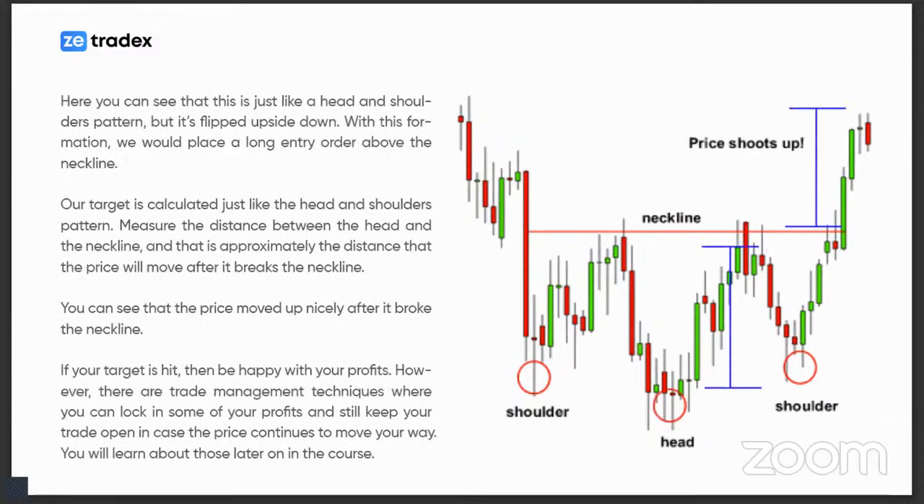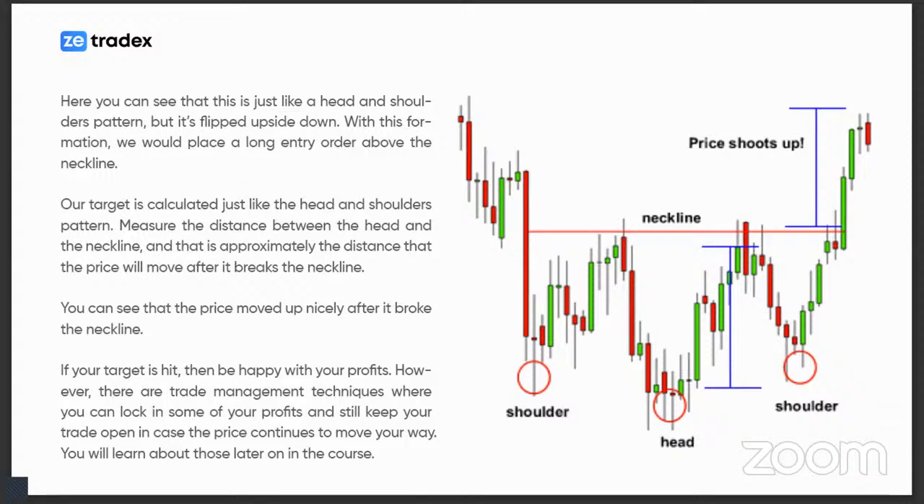Now, here you can see that this is just like a head and shoulders pattern, but flipped upside down. With this formation, we will place a long entry order above the neckline. Our target is calculated just like the head and shoulders pattern. Measure the distance between the head and the neckline, and that is approximately the distance the price will move after it breaks the neckline. You can see that the price moved up nicely, and after it broke the neckline, it was a very strong upward movement, having two gigantic candles. These are Marubozu candles, of course.